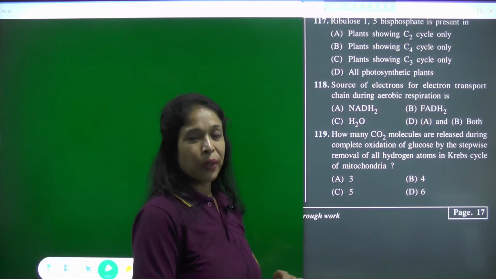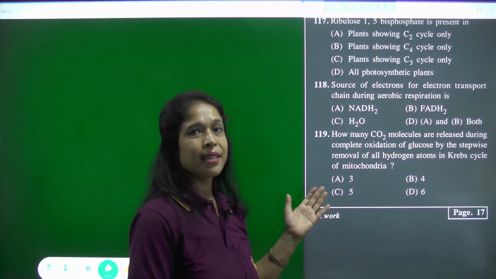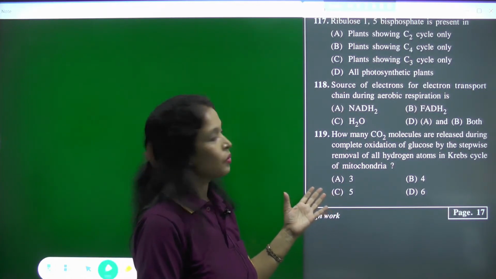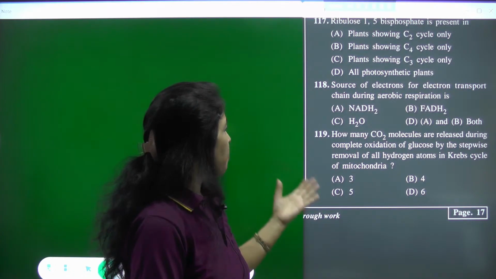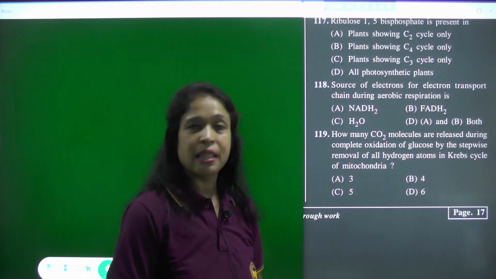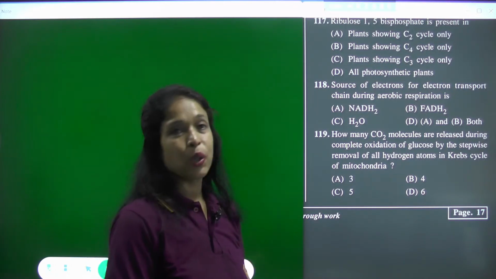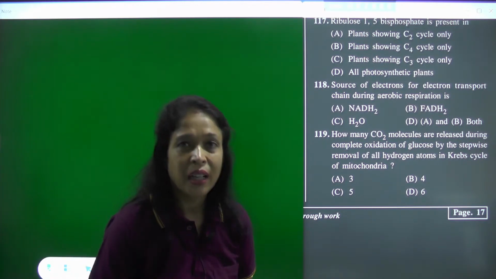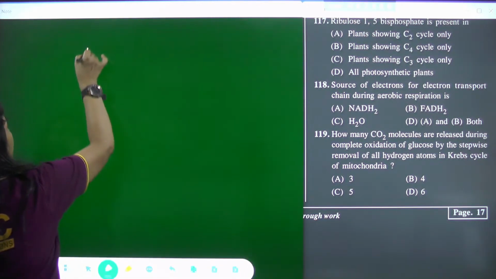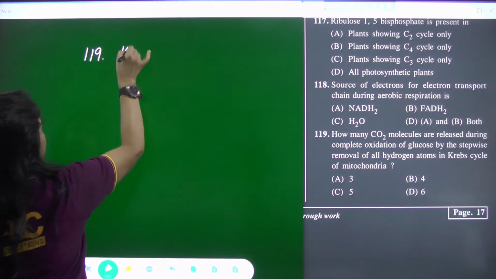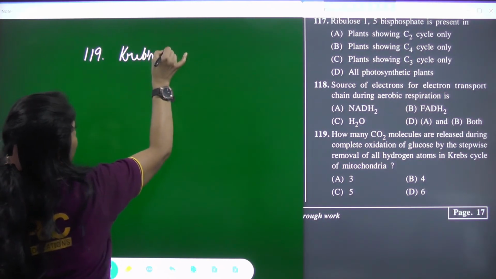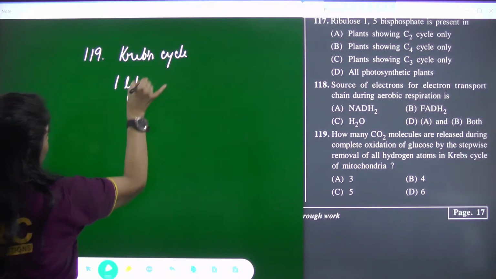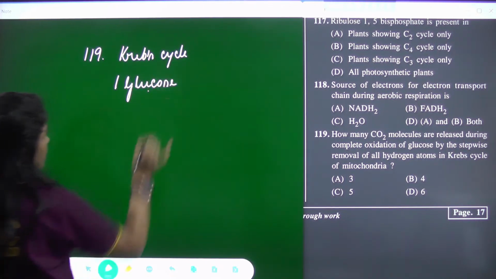Next, question number 119, how many carbon dioxide molecules are released during complete oxidation of one glucose molecule by stepwise removal of all hydrogen atoms in Krebs cycle of mitochondria? Yes. What you are asked is, how many carbon dioxide molecules are released during Krebs cycle in the mitochondrial matrix for the complete oxidation of one molecule of glucose.